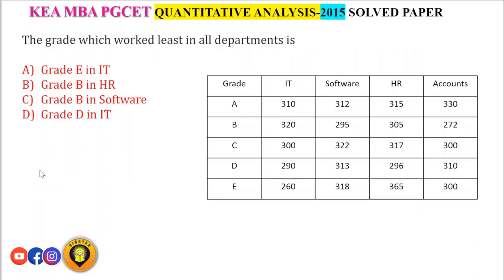The grade which worked least in all departments is, go through the options. Grade E in IT 260, grade B in HR 305, grade B in software 295, grade D in IT 290. Which is the least? The least one is 260, that is grade E in IT.